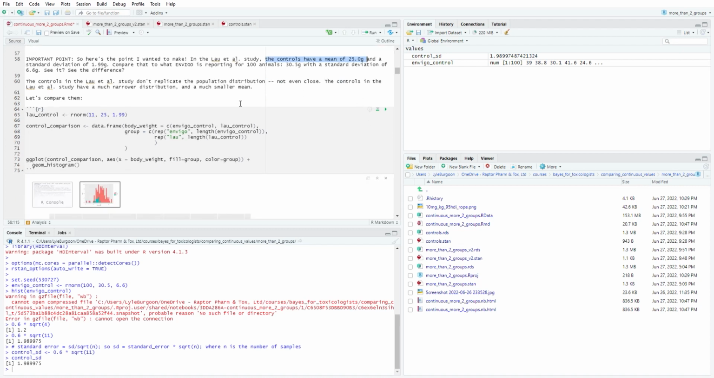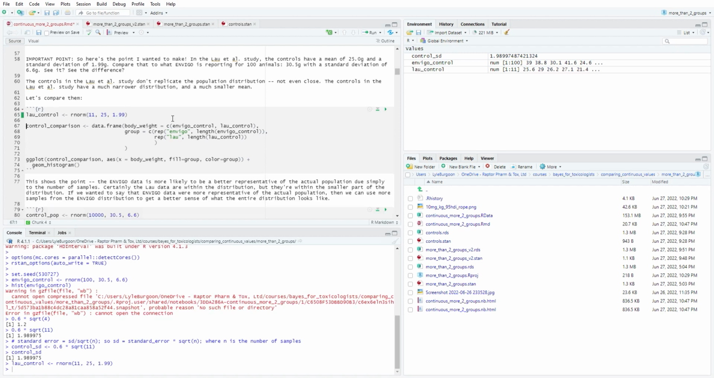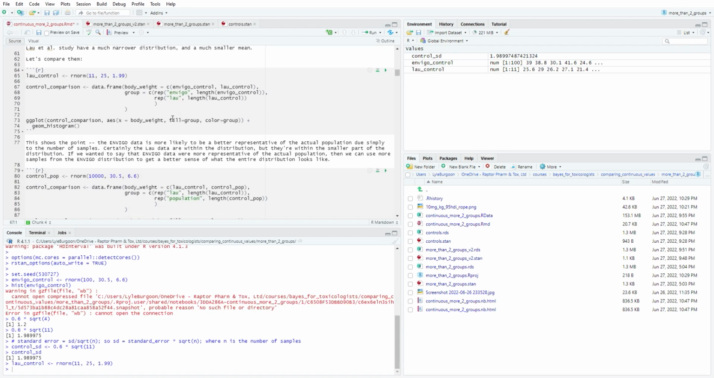So anyway, what I'm going to do next is sample 11 animals from a normal distribution with a mean of 25 and a standard deviation of 1.99. So that is the Lau control data. And then I want to compare that to what I got from Envigo. I'm going to put this into a data frame, and then I'm going to use ggplot2 in order to plot the histogram so that we can see the two side by side, if you will.